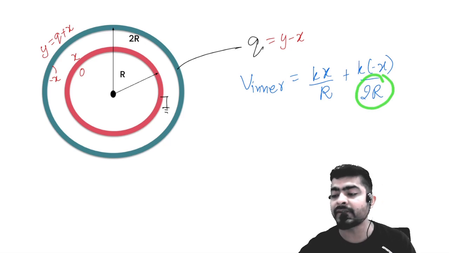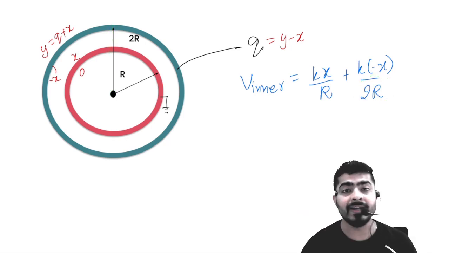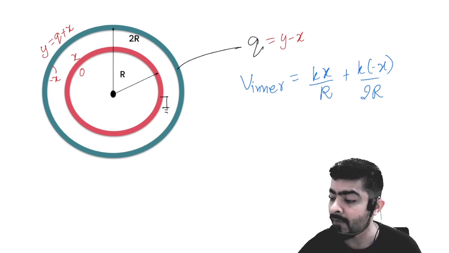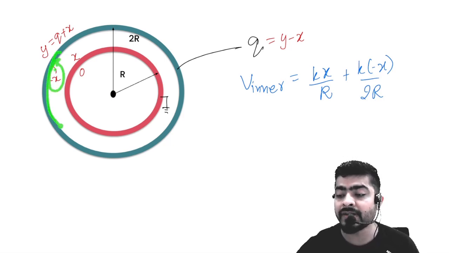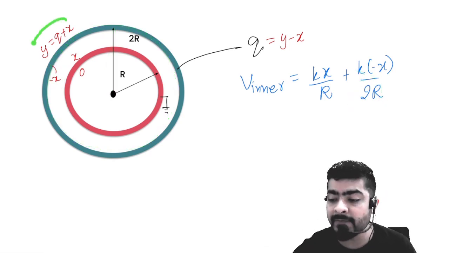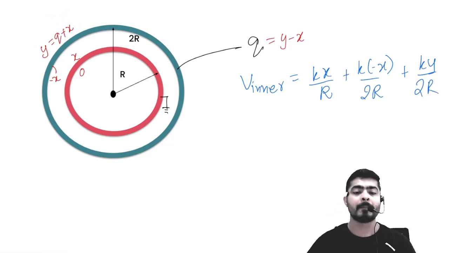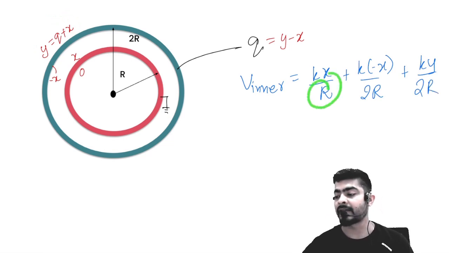Now we need to use the radius of the outer shell. Okay, this is very important, bachon. So due to this outer charge, we will use the radius of the outer shell only. Similarly for Y, we will write down KY by 2R. This is R, but these two will be 2R.